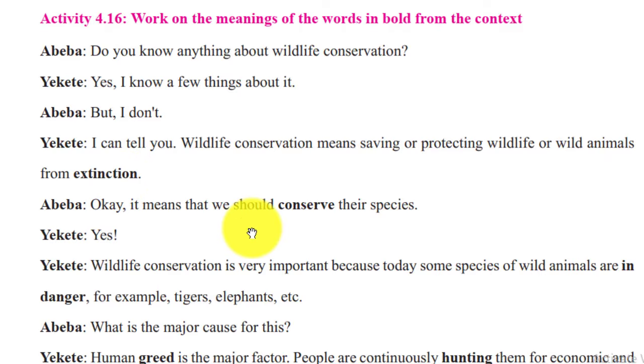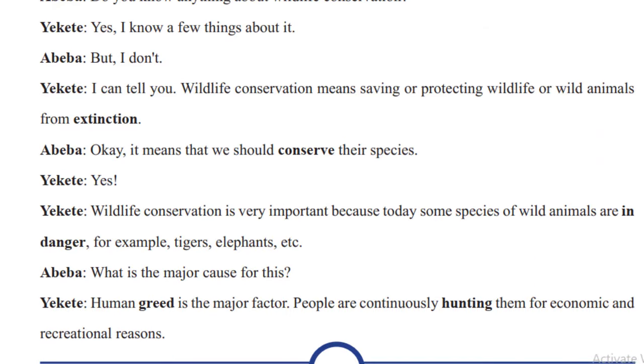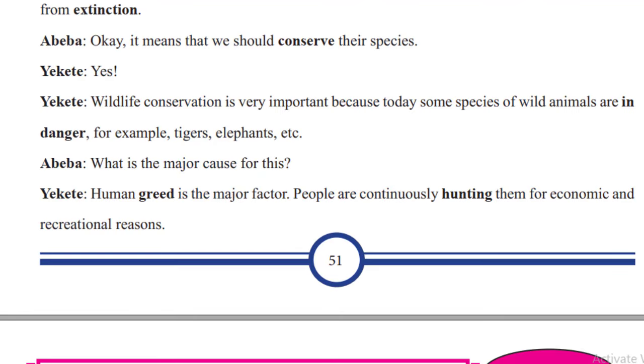We can take it so. Second, Abeba says, okay, it means that we should conserve their species. Since they are talking about just protecting, she says we should conserve their species. So what does conserve mean? Conserve means protect, because they are talking about the mechanisms of how animals should be saved.